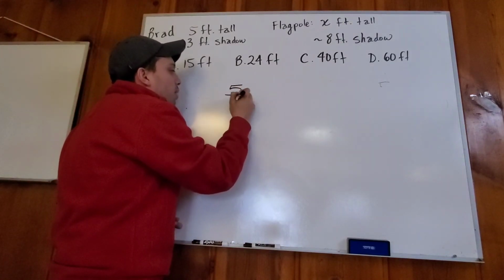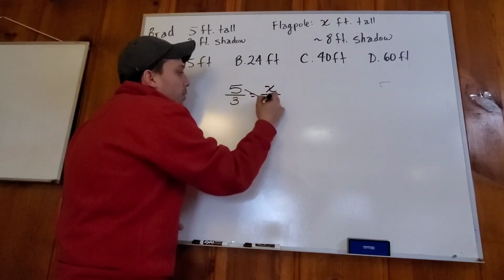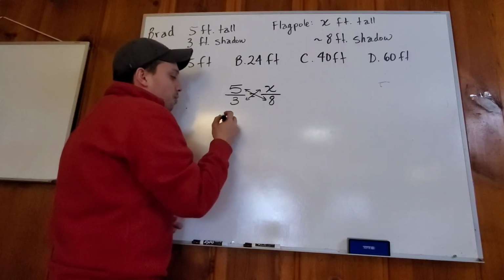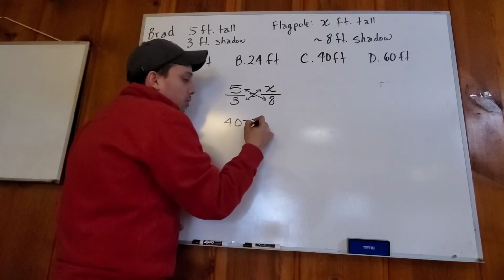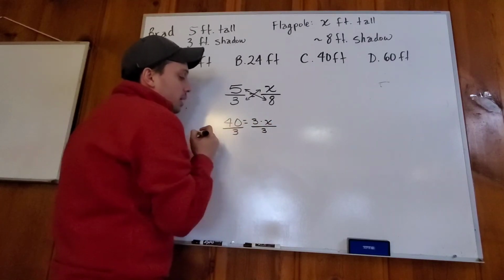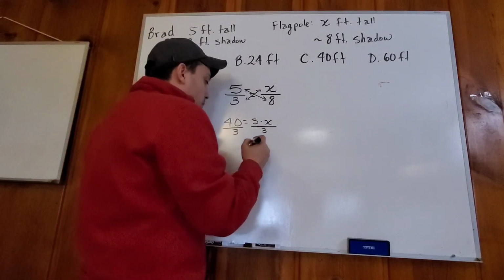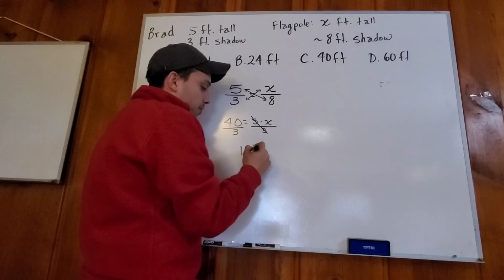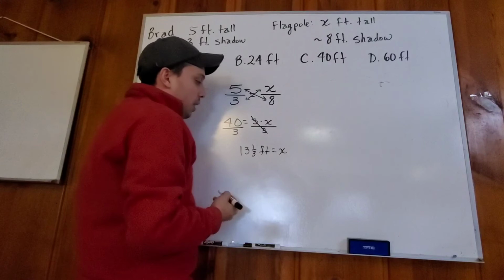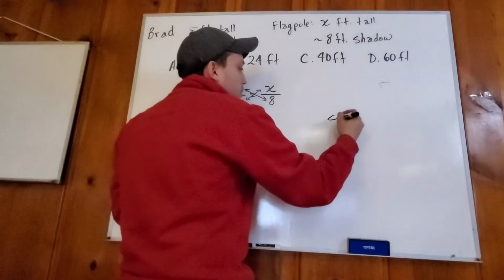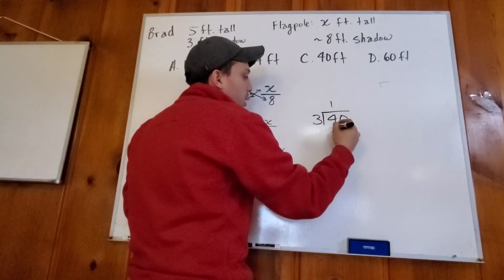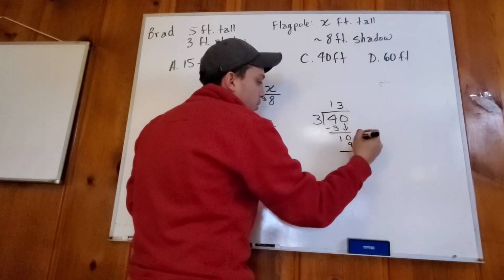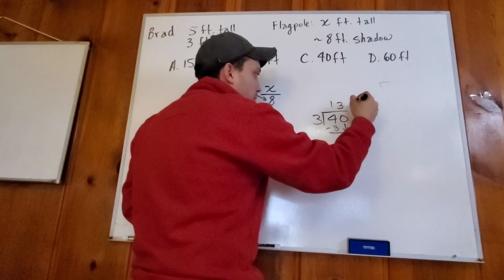Again, we're going to do 5 divided by 3 equals X over 8, and we're going to do the good old cross multiplication. 5 times 8 is 40, equals 3 times X. And then we divide by 3 on both sides, so we cancel this out, and X is going to be 13 1/3 feet. The reason being that if you actually divide 40 by 3, it fits 13 times, and then you have a remainder, quote unquote, but it's not really a remainder: 13 1/3.